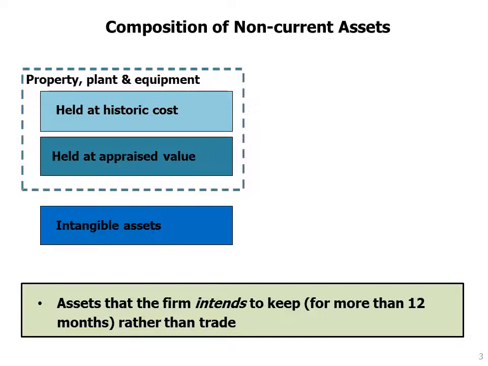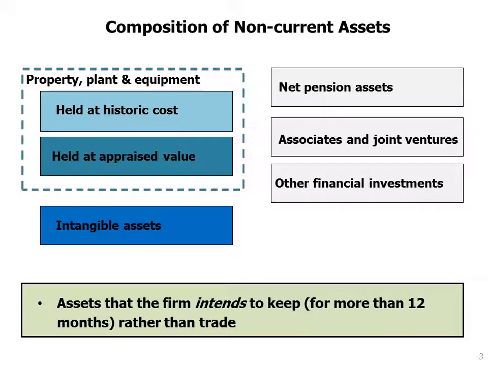Other non-current assets comprise intangible assets such as royalties and patents, associates and joint ventures, other financial investments and net pension assets. And finally, reported within non-current assets is goodwill. Goodwill is not an asset as such, but is reported within non-current assets. So we'll look at each one of these in more detail as we go through this lesson.